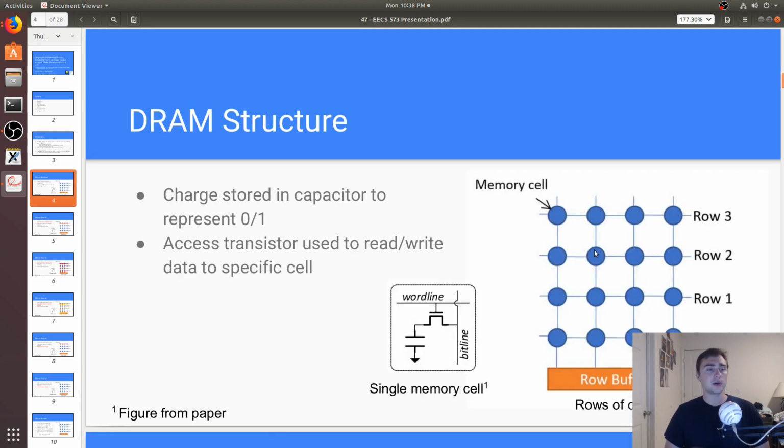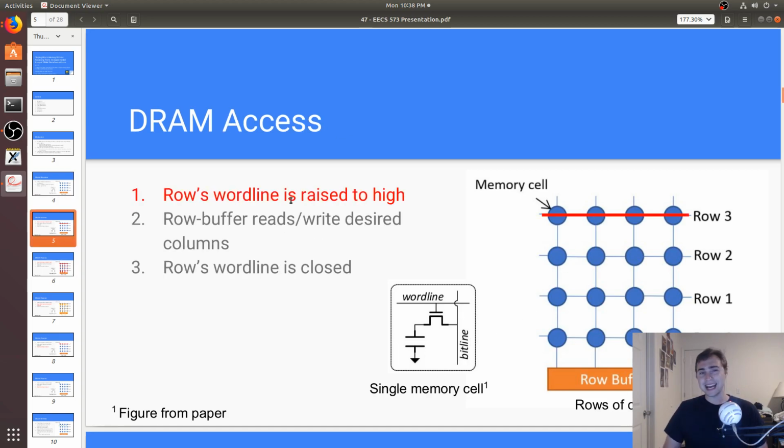So let's first do a brief overview of DRAM, the basics of how this works. Things in memory are stored as ones and zeros, and we access these transistors used to read and write data to a specific cell. Here we've got these rows, we have these individual memory cells, and we have these row buffers. Each of these cells is represented here as a transistor and a capacitor, and then we have this bit line right here.